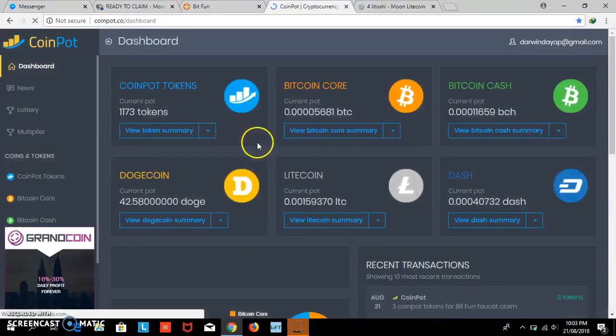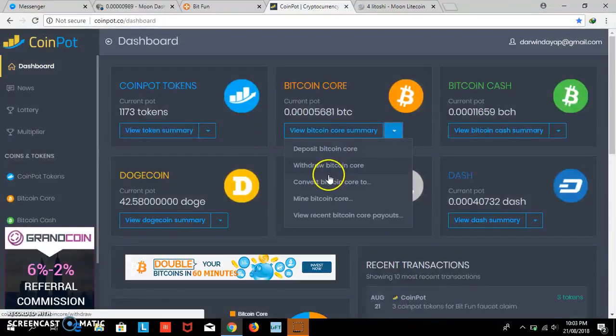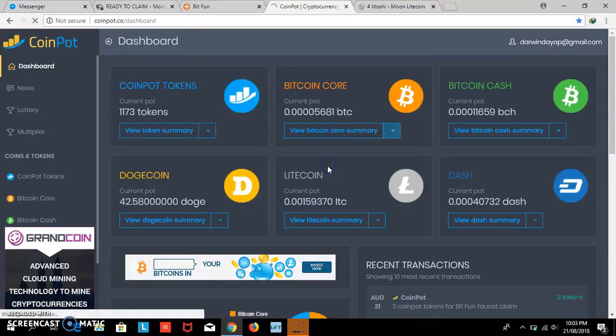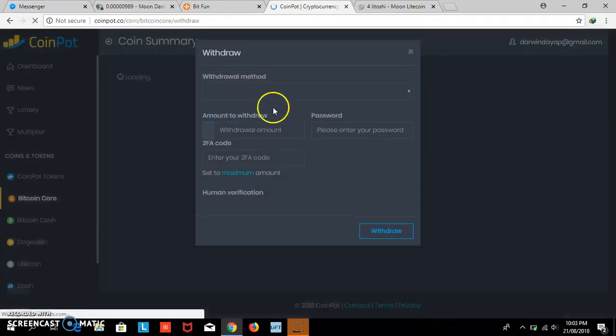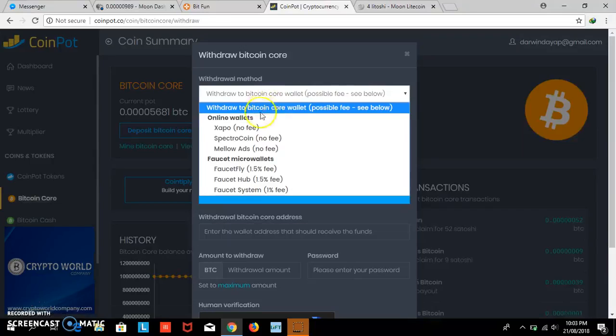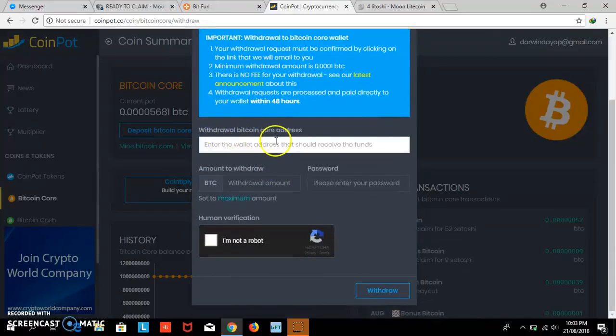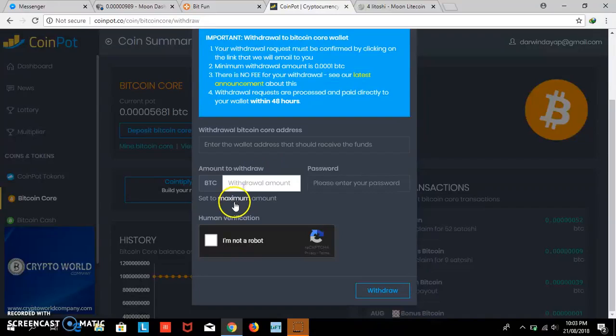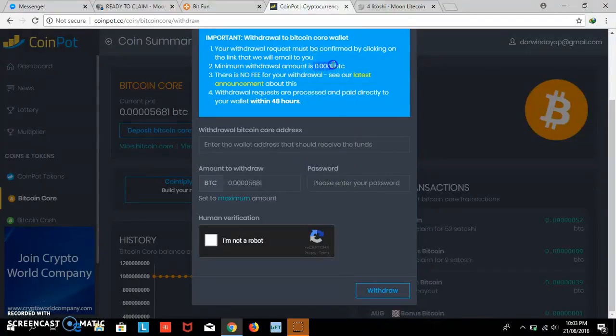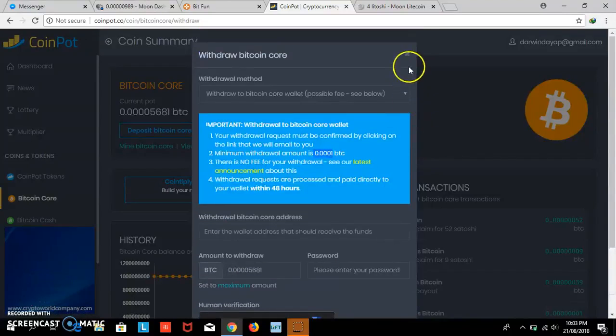And how to withdraw your Bitcoin Core or BTC. Withdraw Bitcoin Core. Withdraw method: there are different kinds of withdraw methods. But you can enter your wallet address in your coins.ph, and the maximum is something like this, but we can't withdraw because we need to have 0.001 BTC, something like that.